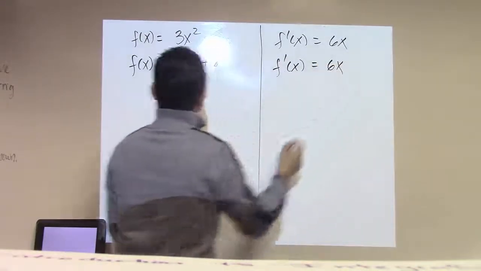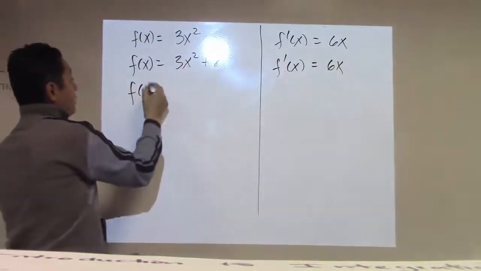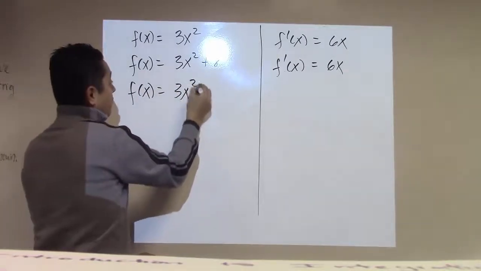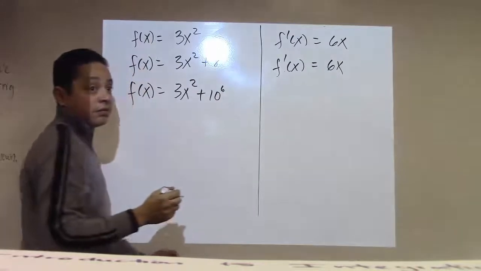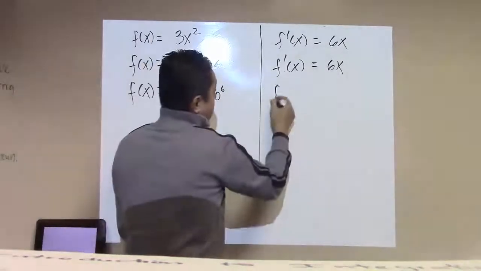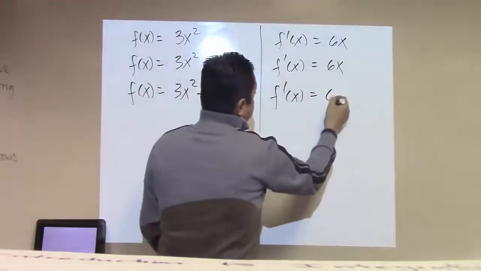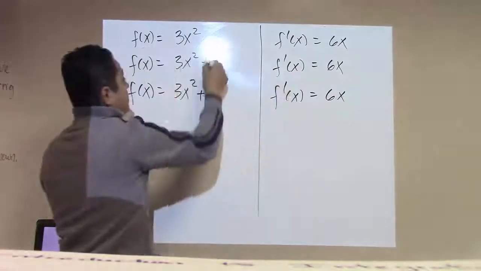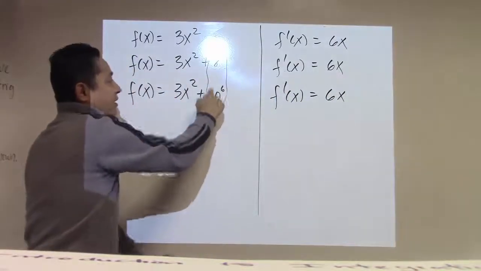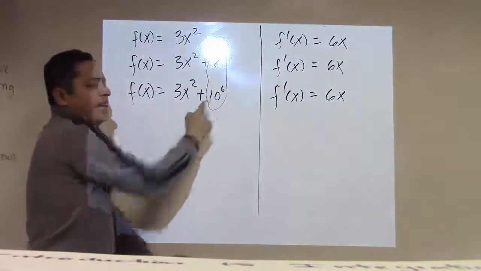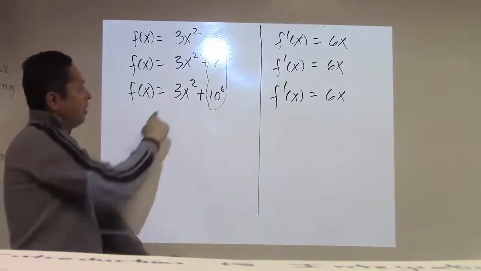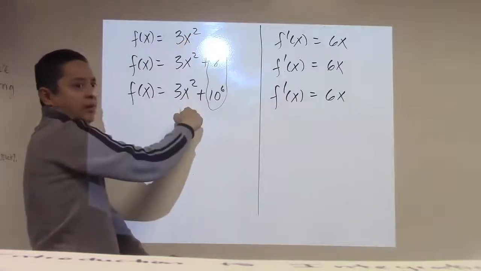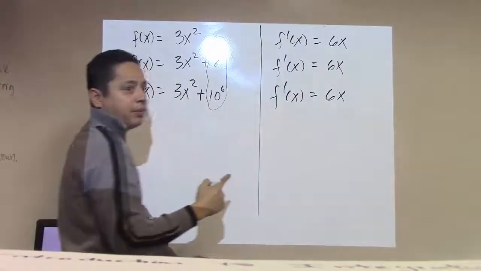What if f of x equals 3x squared plus 10 to the 6x? So do notice that these are numbers. I can have a negative right here, I can have a fraction, but as long as it's a constant, and this right here is the same, its derivative will always be the same, right?